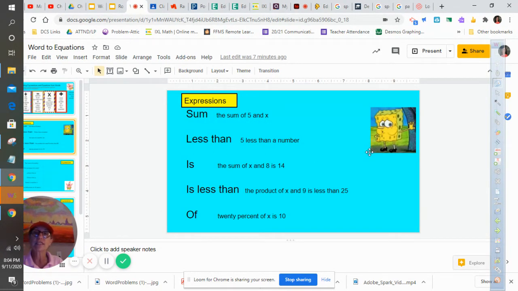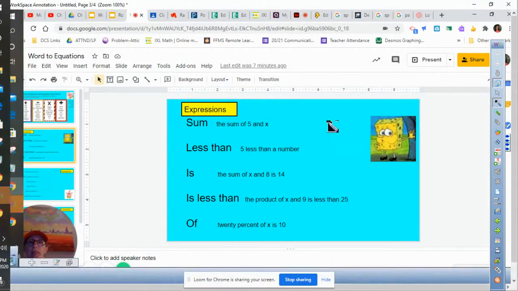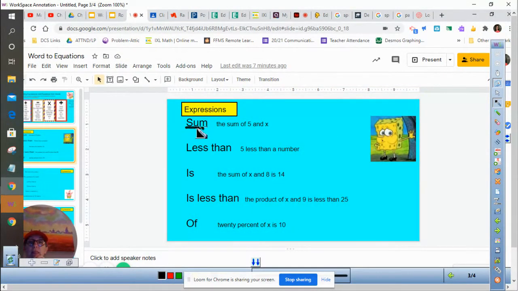First, we're going to start out very simply, and we're going to write some expressions. So again, the word sum means to add. So if you have the sum of 5 and x, then we write very simply 5 plus x. When you use the word sum, you want to write these in order as they appear in the word sentence or the word expression.